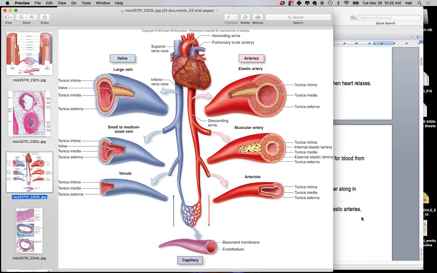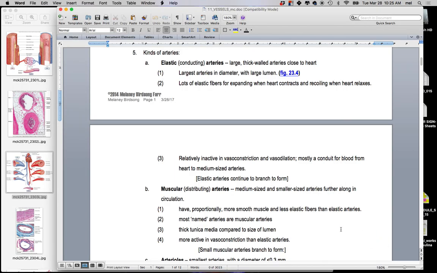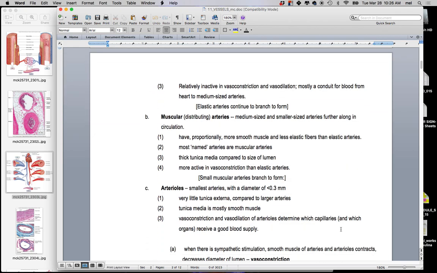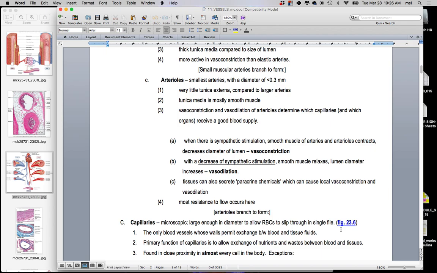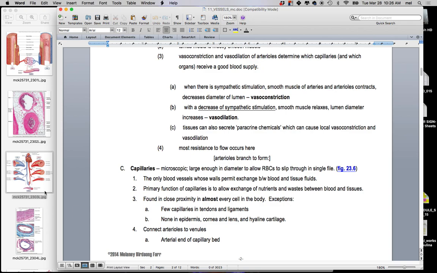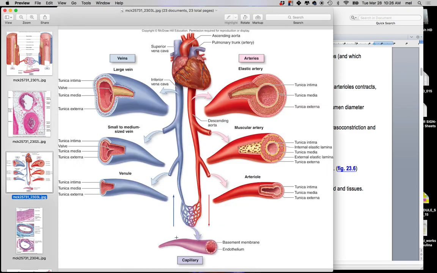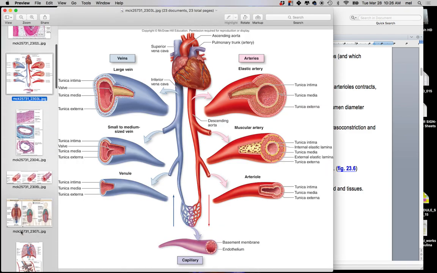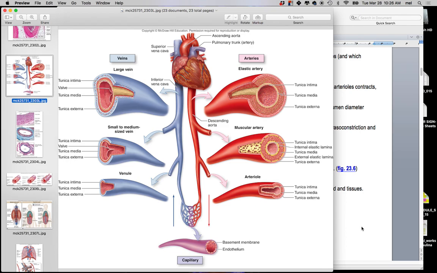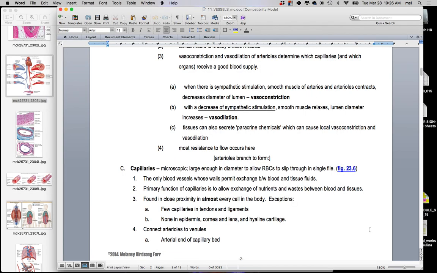All right. So, muscular or distributing arteries, we got those. Now we got arterioles, and those are the smallest ones. Luckily, those are the ones that you do not have to know by name. Those are the ones that are really massively controlled by sympathetic nervous system stimulation. And then when we get to capillaries, of course, capillaries are going to be the thinnest vessels that we have.